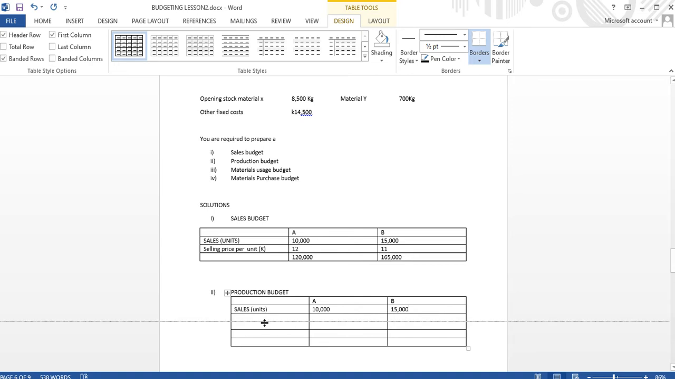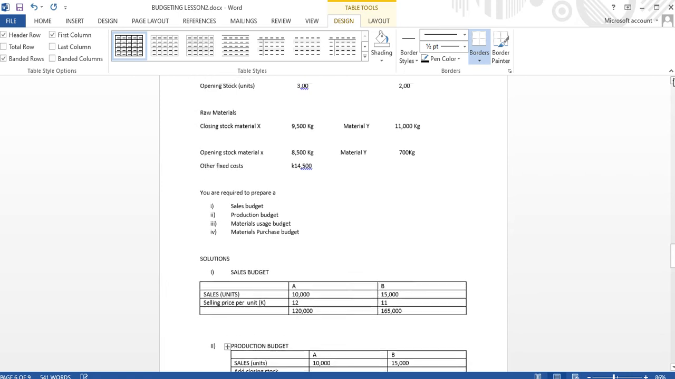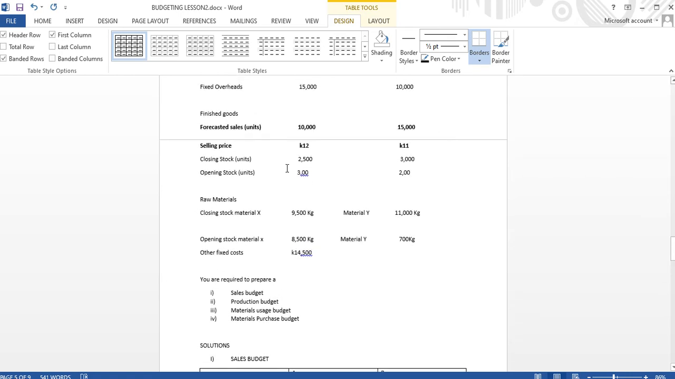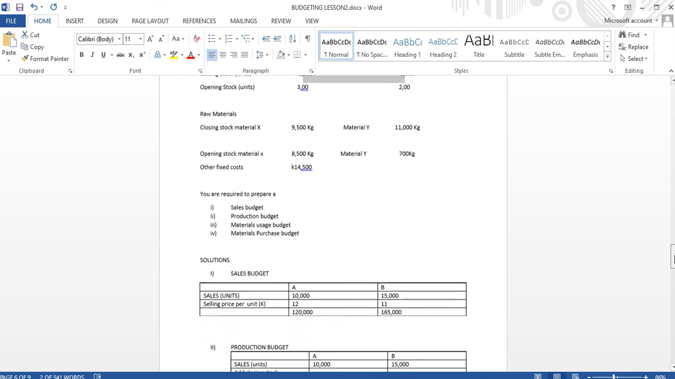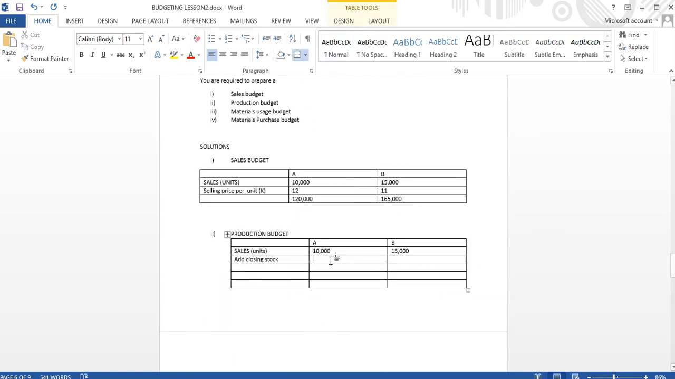All right, then we're going to add closing stock. Let's go to the information in the budget. Closing stock for product A is 2,500 units. Closing stock for product B is 3,000 units. So when we add 10,000 plus 2,500, we get 12,500 units. 15,000 plus 3,000, we get 18,000 units.